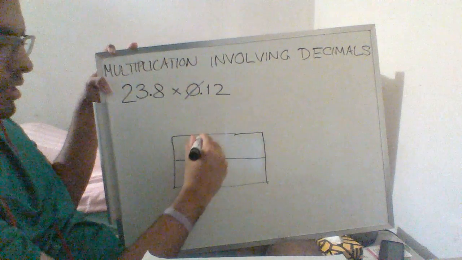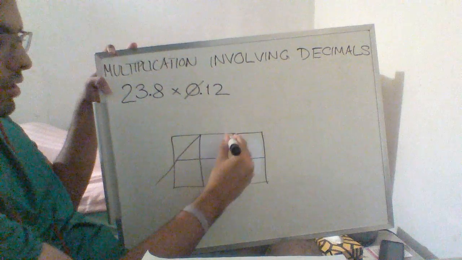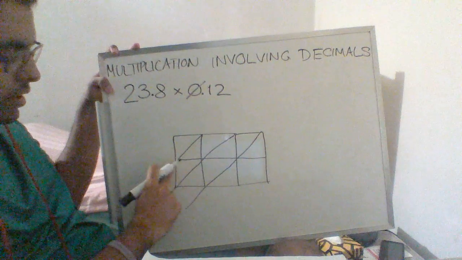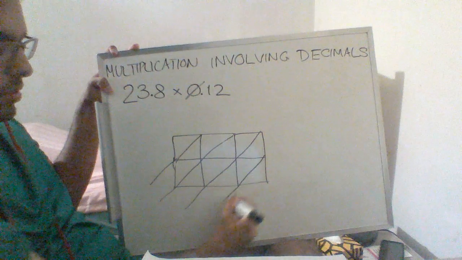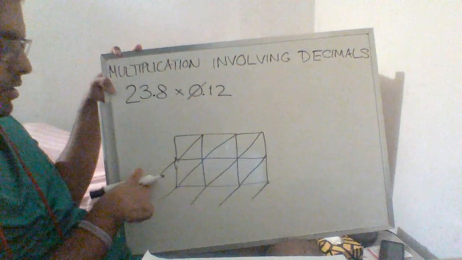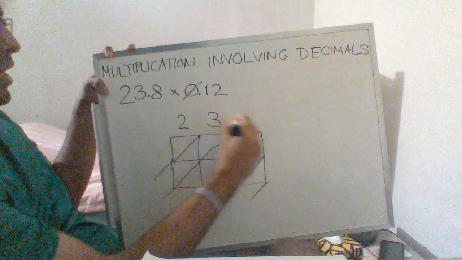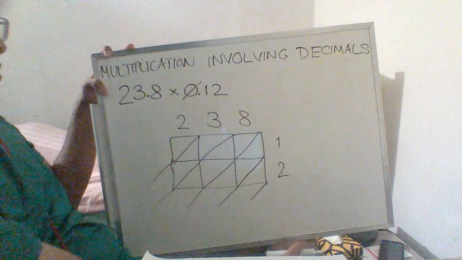I'm going to have my box like this. I'm going to put that there. I'm going to put that there. I'm going to have this going down here. This going down here. This going down here. This one going down here, and then that one just because I like having an extra one over there. Alright, and then we're going to fill in our numbers. So we've got 2, 3, and 8 over there, and then down the side we have 1 and 2.